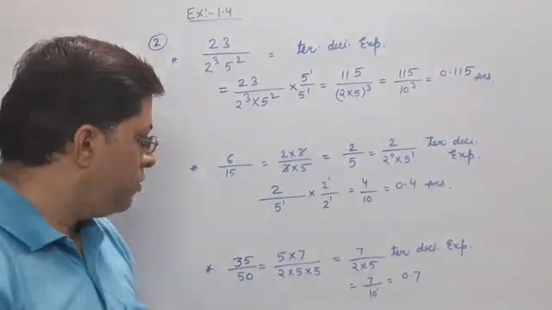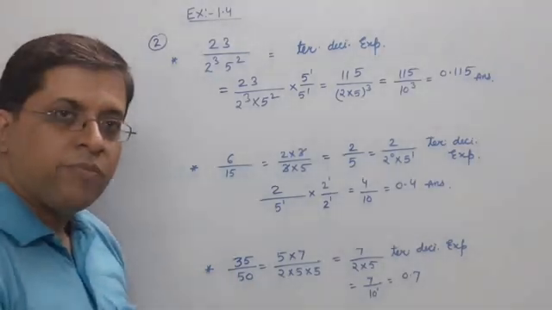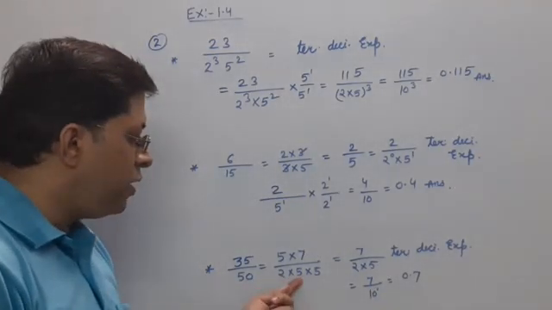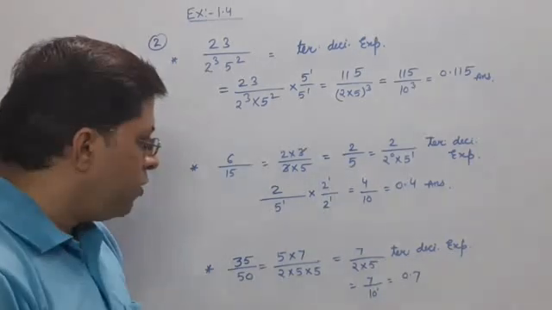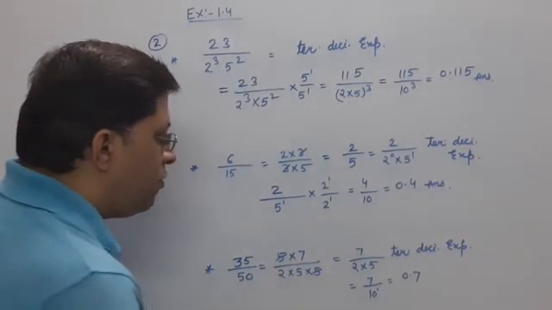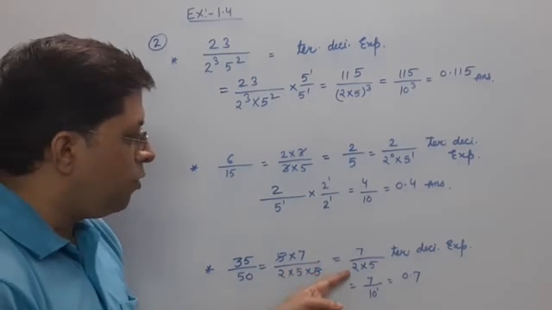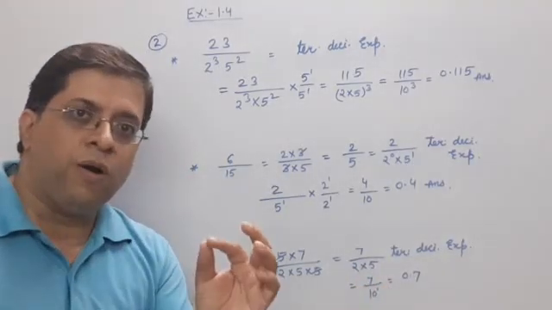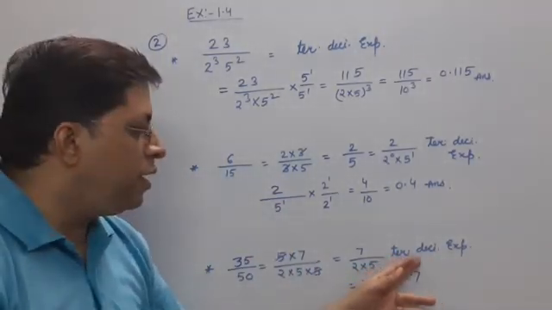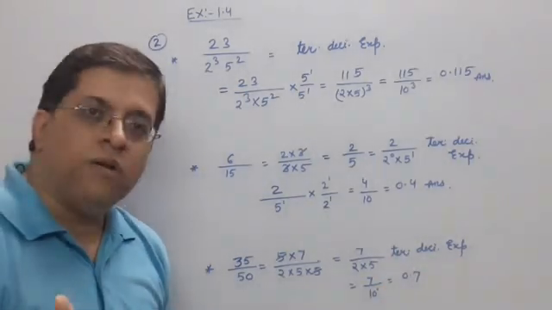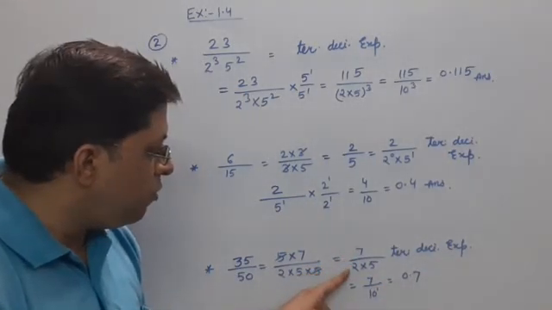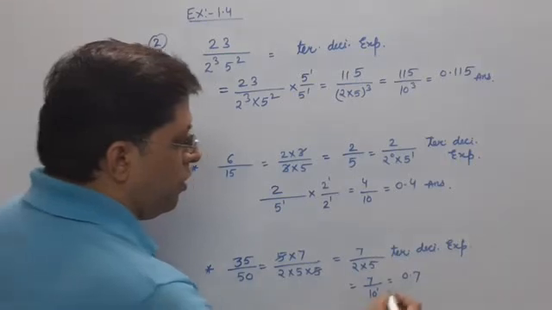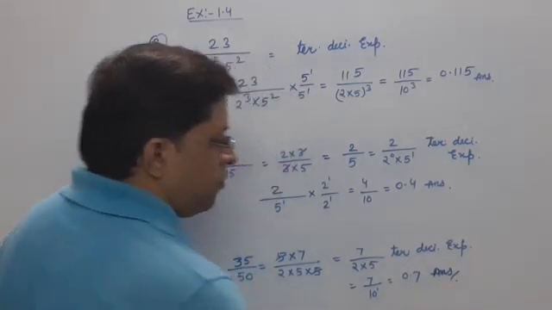It's very simple. This is 35 upon 50. 35 you can write as 5 7s are 35, 5 into 7. 50: 2 5s are 10, 10 5s are 50. Okay, I can cut 5 by 5. Then what will come? 7 upon 2 into 5. The denominator is in the form of 2 power m into 5 power n, so it is terminating decimal expansion. Then how can you convert in decimal? This is 7 upon 10, no? 2 5s are 10. So what can I write? 0.7. 0.7 is your answer.